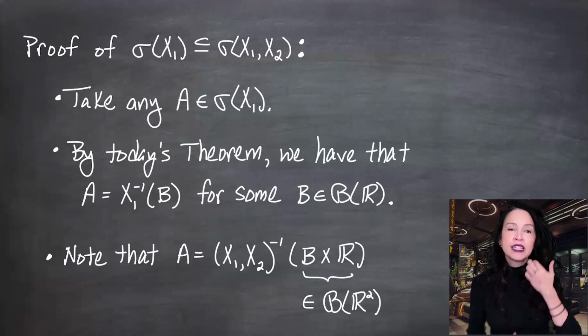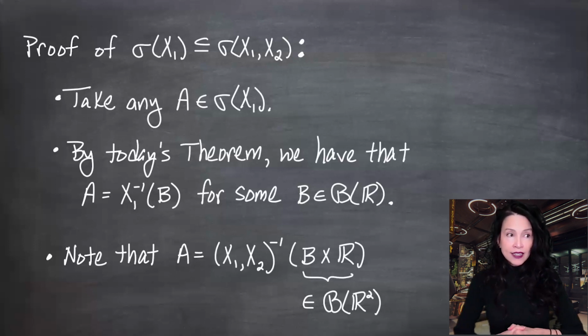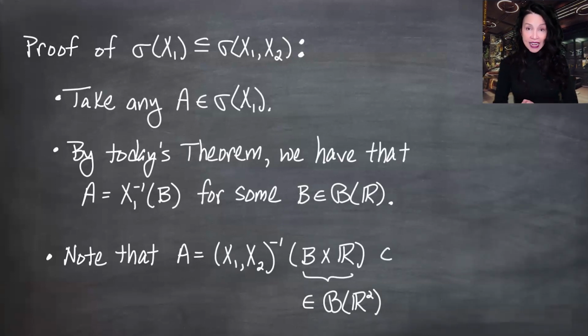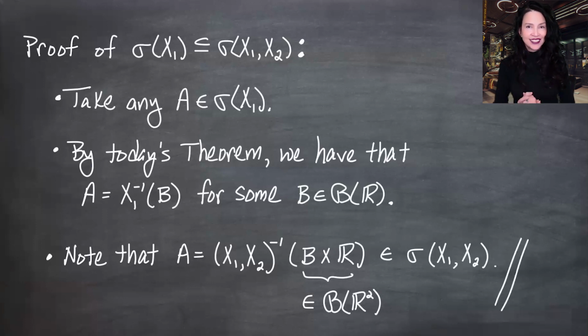Given what I said on the previous slide, the fact that this A can be written as the inverse image under this two-dimensional map of a Borel set in R2 is what we needed to show that A is in fact in the sigma field generated by x1 and x2. So we're done. And with that, we're ready to talk about limits of sequences of random variables.